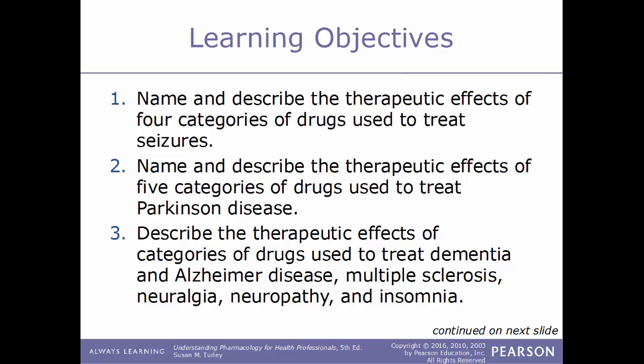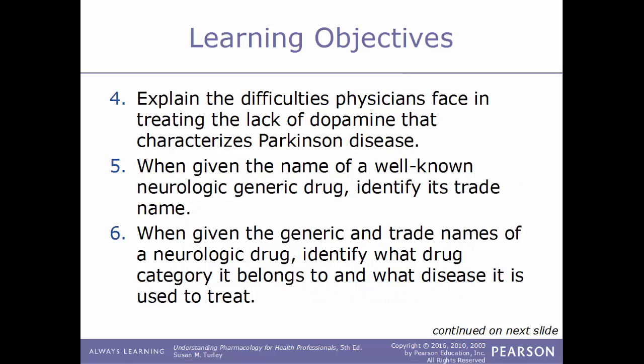Learning objectives for this chapter: name and describe the therapeutic effects of 4 categories of drugs used to treat seizures. Name and describe the therapeutic effects of 5 categories of drugs used to treat Parkinson disease. Describe the therapeutic effects of categories of drugs used to treat dementia and Alzheimer's disease, multiple sclerosis, neuralgia, neuropathy, and insomnia. Explain the difficulties physicians face in treating the lack of dopamine that characterizes Parkinson's disease.